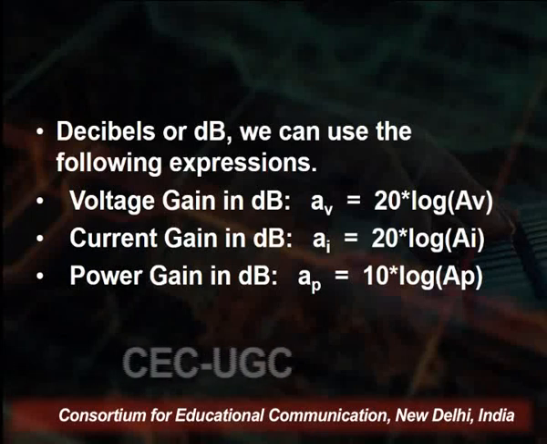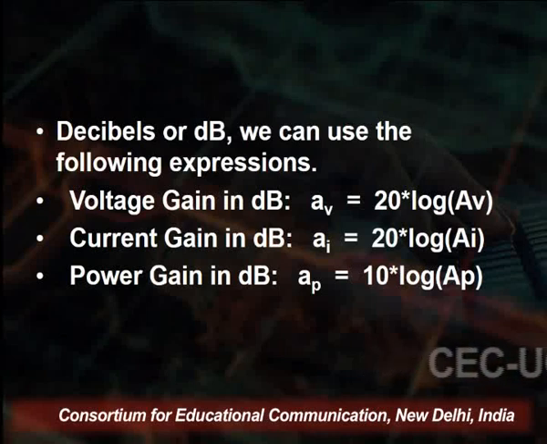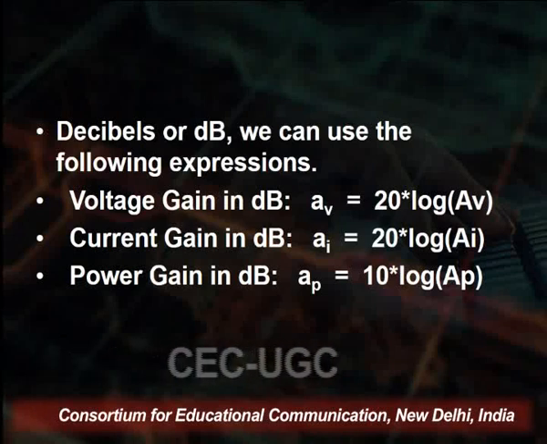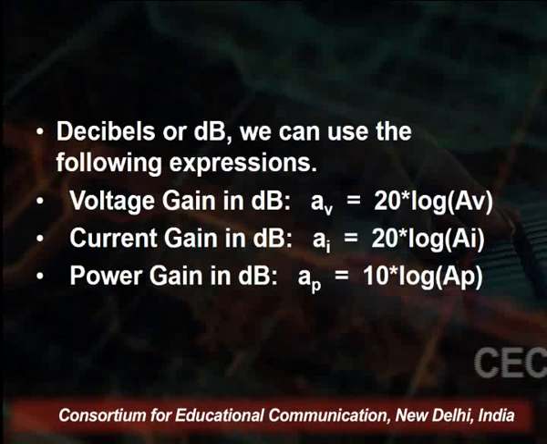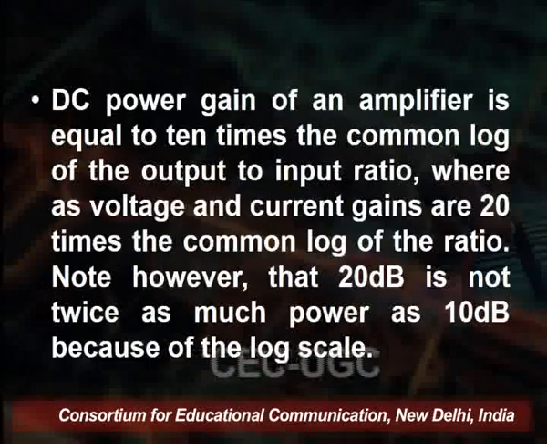So the gain can be defined in decibels. The voltage gain in dB is equal to AV equals 20 times log of AV. Current gain in dB is equal to AI equals 20 times log AI. And power gain in dB is equal to AP equals 10 times log of PO over PI.